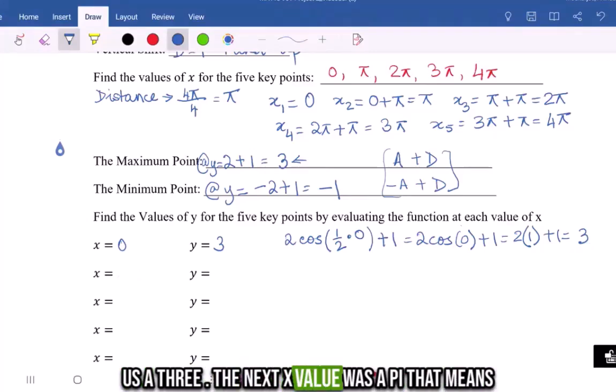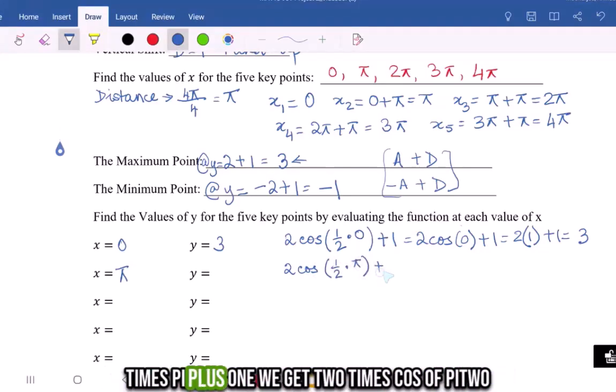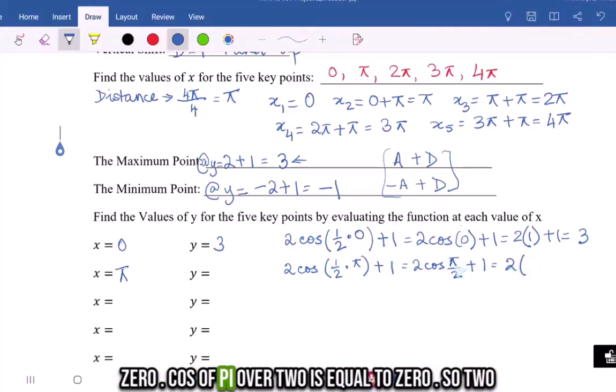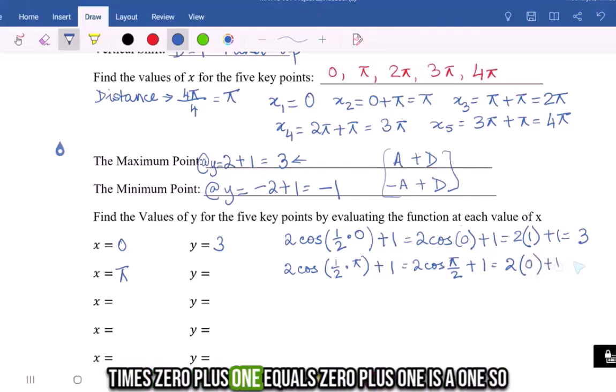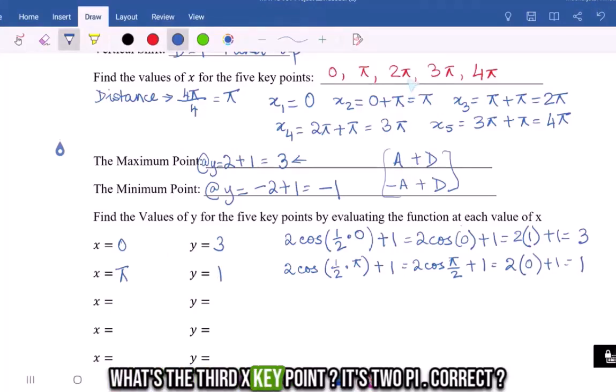The next x value was pi. That means into the function, I will substitute pi for x. So half times pi plus 1. We get 2 times cos of pi over 2 plus 1, and cos of pi over 2 is equal to 0. So 2 times 0 plus 1 equals 0 plus 1, which is 1. So y equals 1. What's the third x key point?